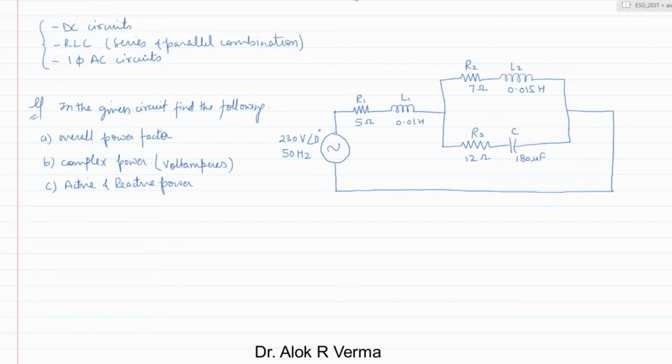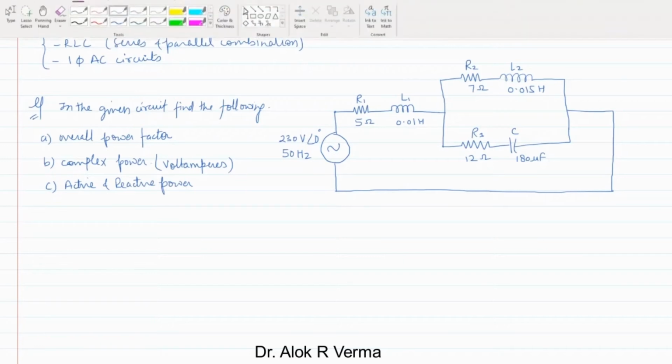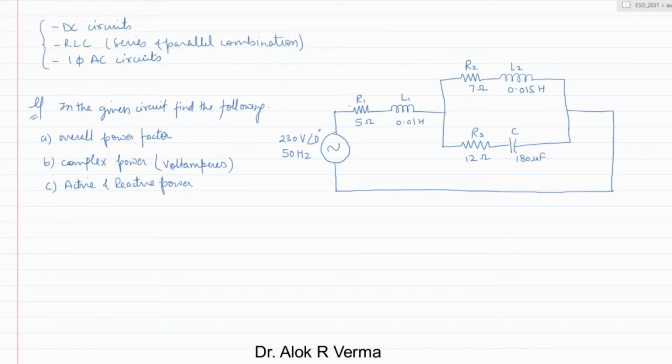So if you look at the circuit, we can assume the branches with this representation. Suppose this is Z1, this branch is represented as Z2, and similarly this branch is represented as Z3. So from here, if you try to find the total impedance Z, Z is basically the total impedance seen from this point between terminal A and B.